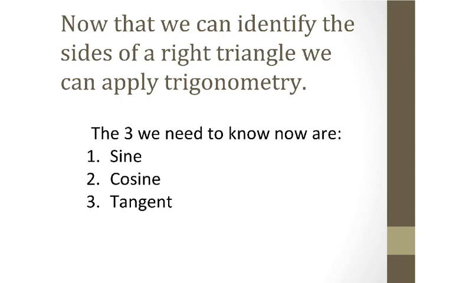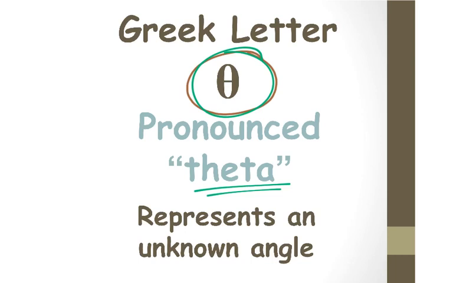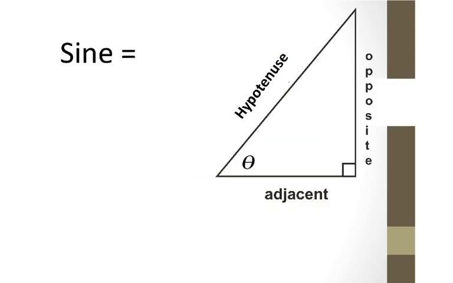So now we can identify the sides of a right triangle. We can apply sine, cosine, and tangent. The Greek letter that looks like this that I just circled in brown and green is called theta. It's pronounced theta, and it means the unknown angle. So when I say theta, I'm talking about that symbol or the unknown angle. So in this triangle, I need to identify sine.